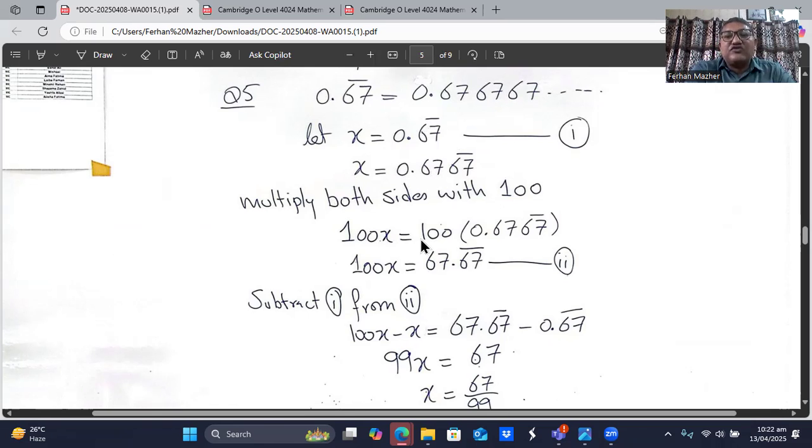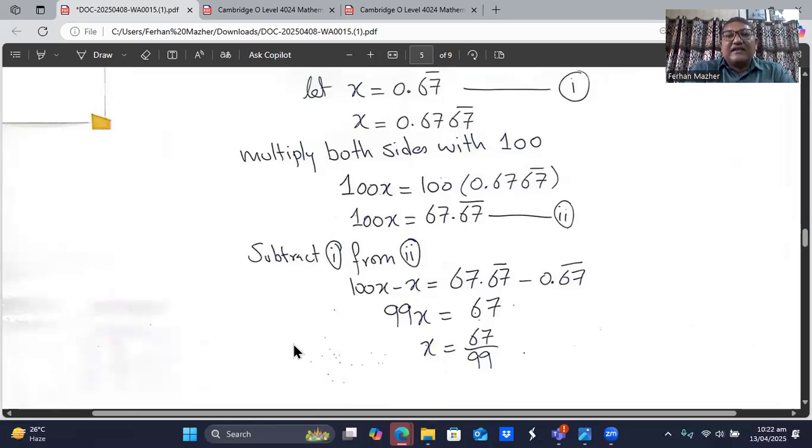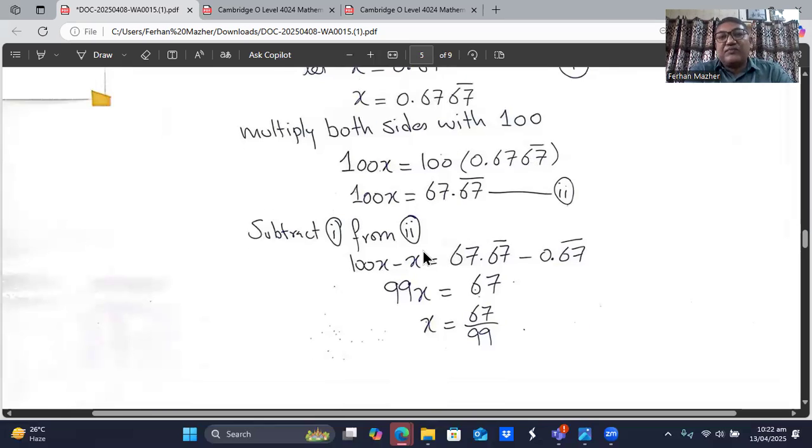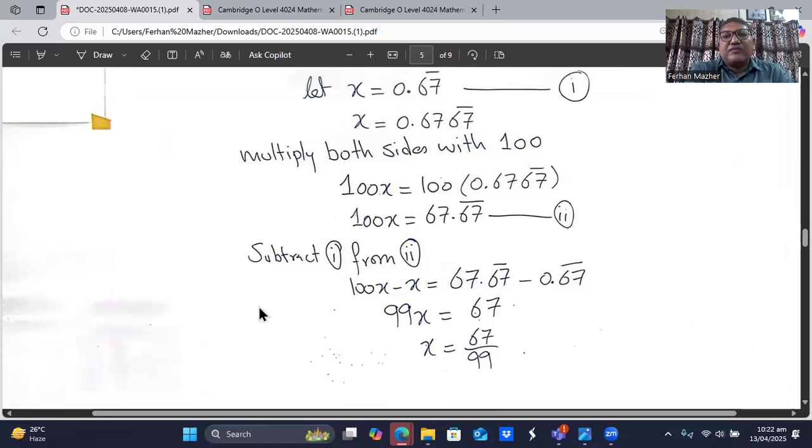So you will have 100x equals 100 multiplied by 0.67, and on the next 67 we have this bar sign. So 100x will be equal to 67.67, with a bar on the 67. So from this second equation, I will subtract this first equation. So you will have 100x and minus x. The left side will be subtracted from the left side, and the right side from the right side. So 100x minus x is equal to 67.67 bar minus 0.67 bar. So you will have 99x equals 67. So x will be equal to 67 divided by 99.